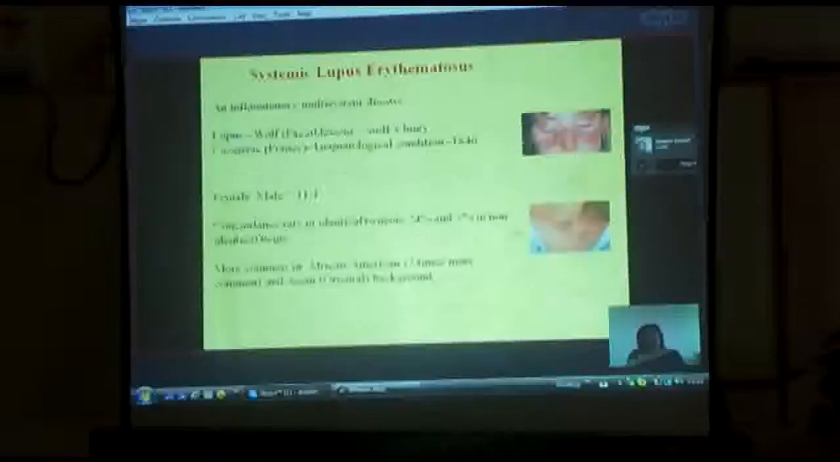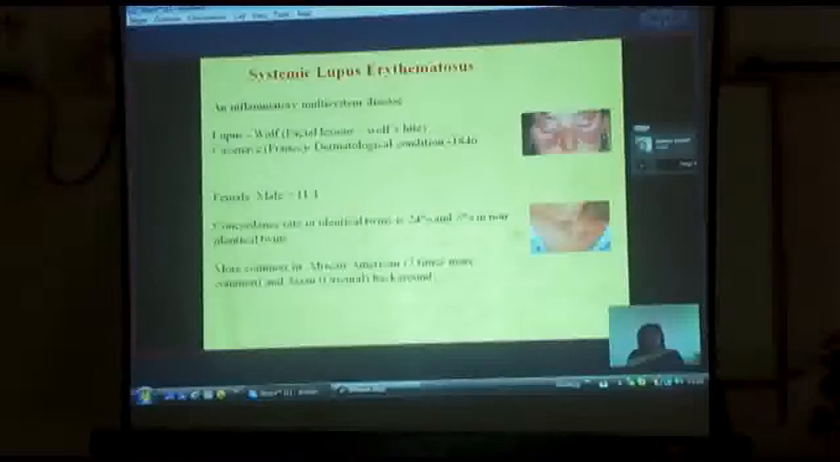Systemic lupus erythematosus was initially described as only a dermatological condition, lupus meaning wolf, as the facial lesions resemble a wolf's bite. Women are more commonly affected. The concordance rate in identical twins is far higher than in non-identical twins. It's more commonly seen in African Americans and Oriental Asians.